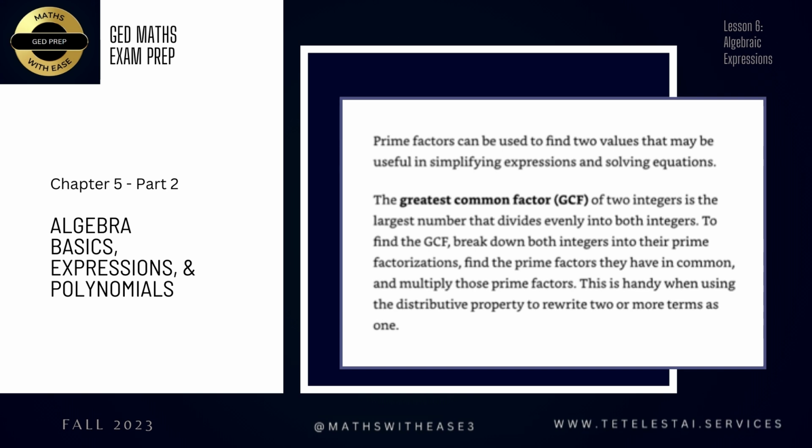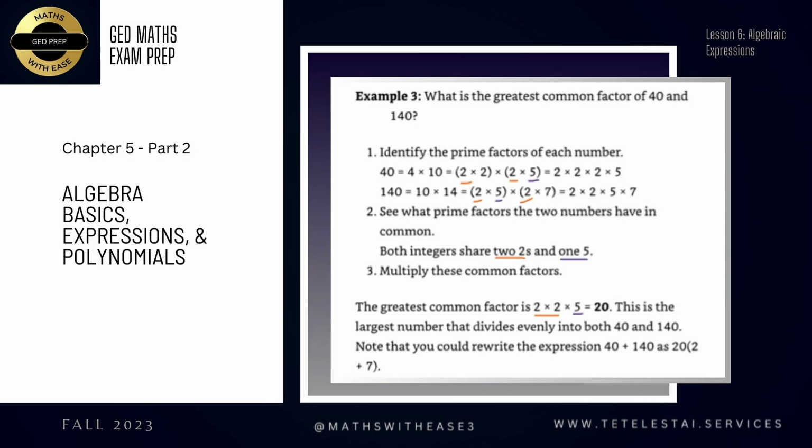The greatest common factor, or GCF, of two integers is the largest number that divides evenly into both integers. To find the greatest common factor, you want to break down both integers into their prime factorizations, find the prime factors they have in common, and then multiply those prime factors. This is handy when you're using the distributive property to rewrite two or more terms as one. And we'll see examples of that coming up.